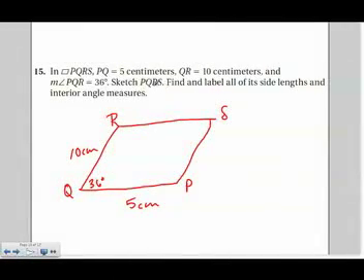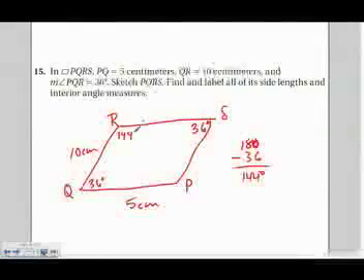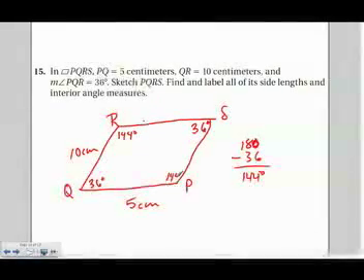Sketch PQRS. That's what this is. Find and label all of its side lengths and interior angle measures. Now if that's 36, this is 36. The consecutive angles of a parallelogram are supplementary. That means 180 minus 36 is the other side. 180 minus 30 is 150, minus 6 is 144. So this is 144, and this is 144. Opposite sides of a parallelogram are congruent.